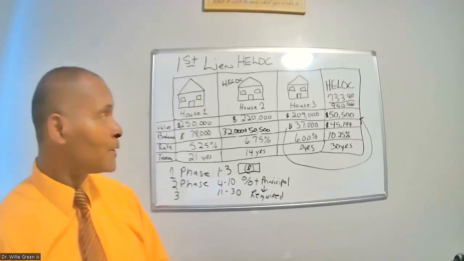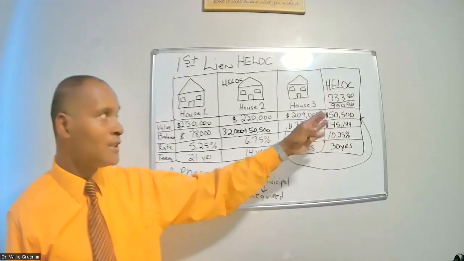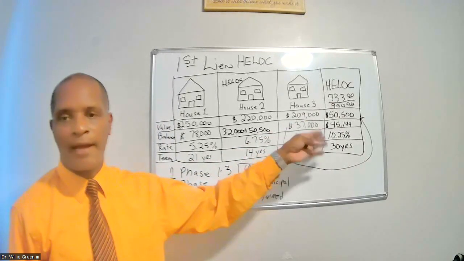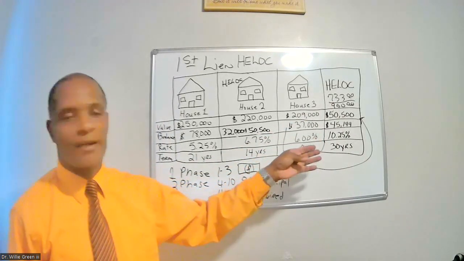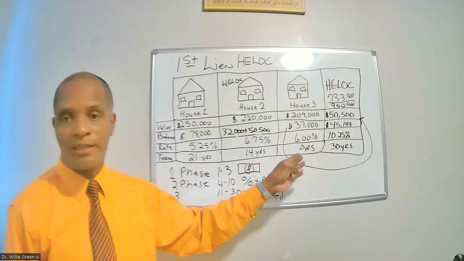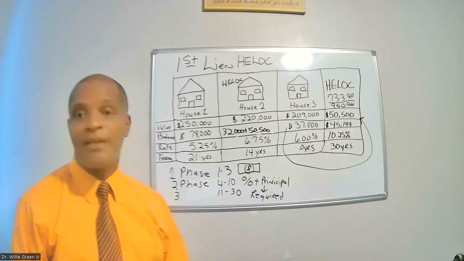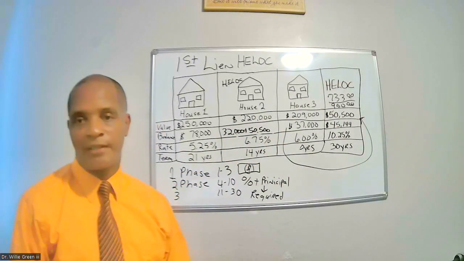So to recap, I'm trying to treat this $50,000 HELOC like a first lien HELOC because it did wipe out one of my mortgages, and I'm just going to see, by making my payments, can I beat it in general and save money?